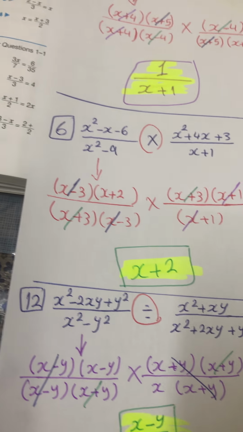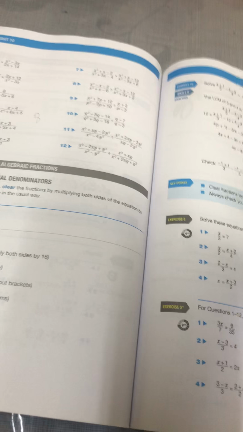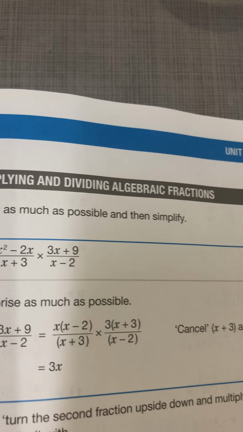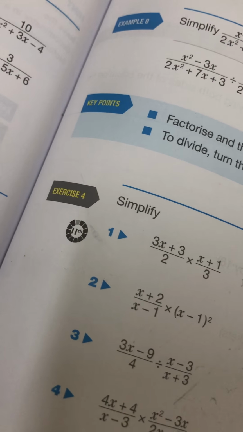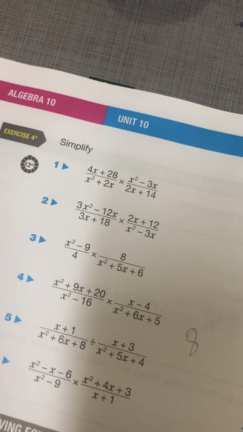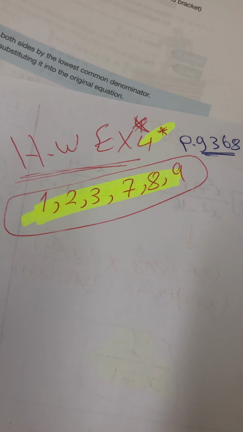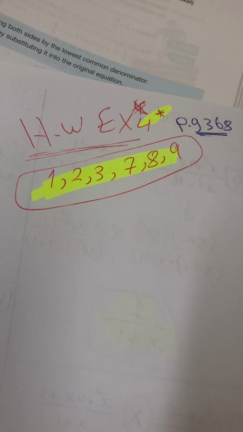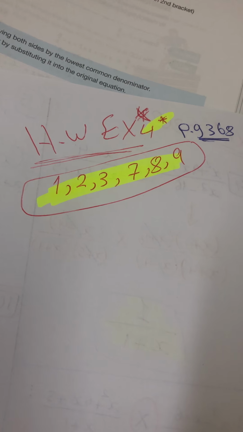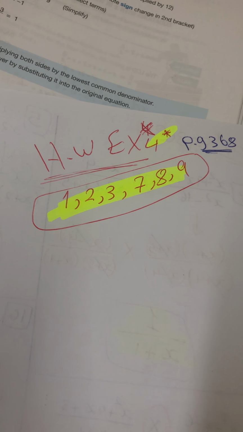By this way, I finish our lesson today, which is multiplying and dividing algebraic fractions, page 367. I solved with you problems from exercise 4 and problems from exercise 4 star. You have homework from exercise 4 and another homework from exercise 4 star, page 368. Questions number 1, 2, 3, 7, 8, and 9. Thank you and best wishes.